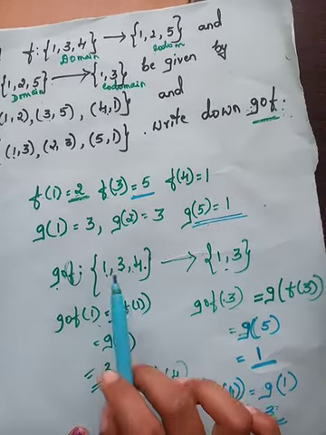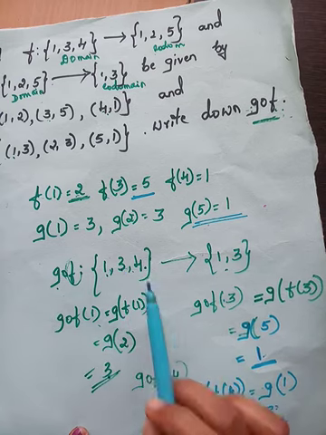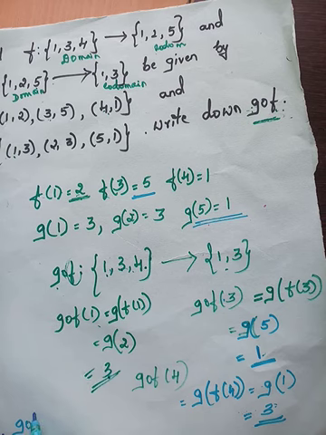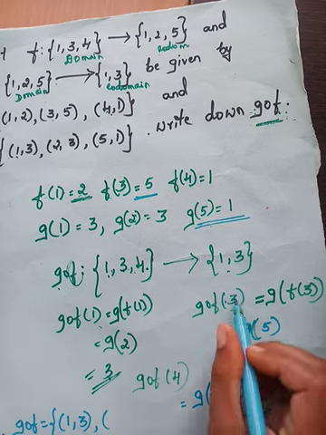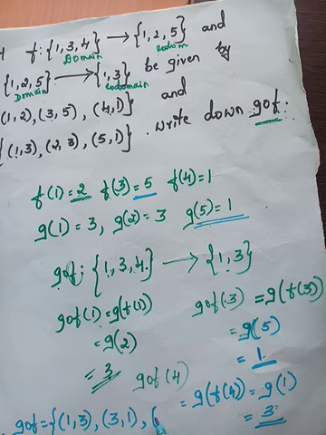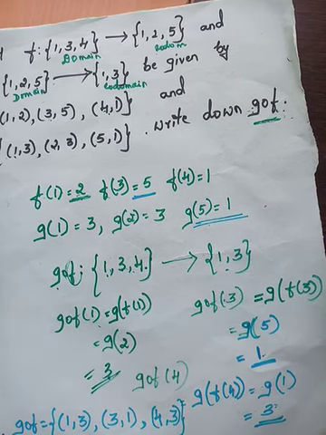Okay. So 1 is mapped to 3, 3 is mapped to 1, and 4 is mapped to 3. So what are the elements in G composition F? 1 is mapped to 3, so (1, 3); 3 is mapped to 1, so (3, 1); and 4 is mapped to 3, so (4, 3). So this is our G composition F.